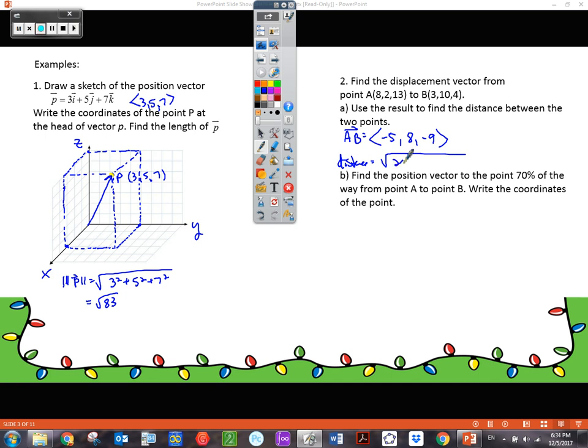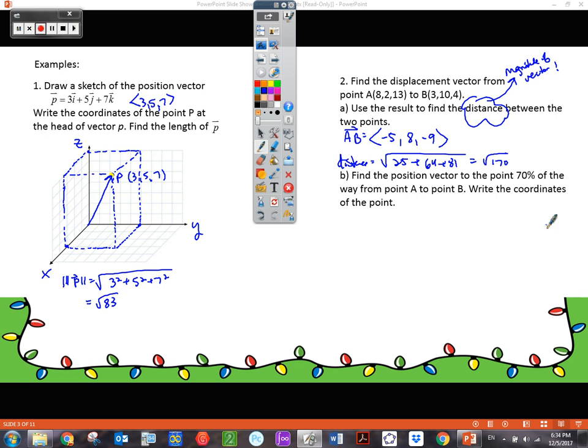So that would be 25 plus 64 plus 81. And so that would give us the square root of 170. That would be the distance between point A and B. So this is simply the magnitude of that vector. That's all that is.